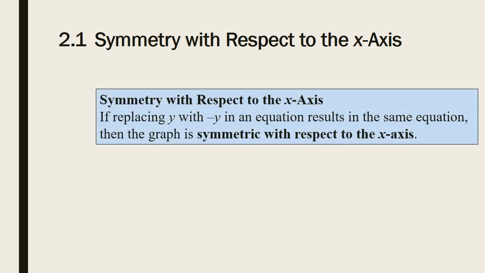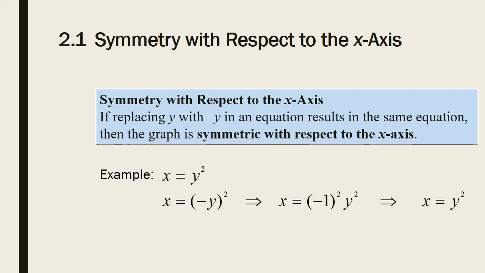If you replace y with -y in an equation and it results in the same equation, then the graph is going to be symmetric with respect to the x-axis. For example, x equals y squared. Well, if we put in a negative in front of that y, we have x equals -y to the second. Well, what they did was they actually kind of factored it out, but if you just think through it, when you square anything, it's going to come out positive. So x equals -y squared is going to be the same as x equals y squared, which is what we started with.